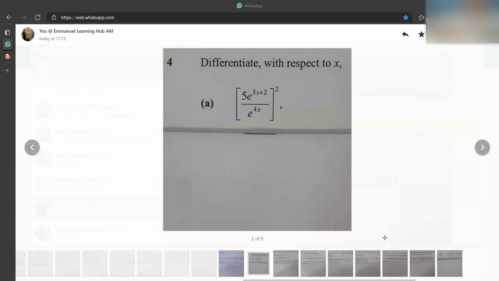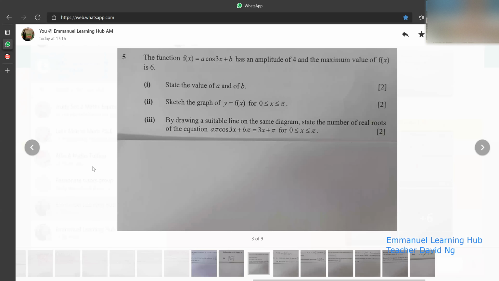I move on to the next question. Okay, the next question is your trigo function, question 5. You ask for part 3, but I need to do part 1 and part 2 also. I have to do part 1 and part 2 also, although you ask for part 3. Maybe part 1 and part 2, I'll just quickly go through. Okay, so your part 1, it says that your f(x) is this fellow here.